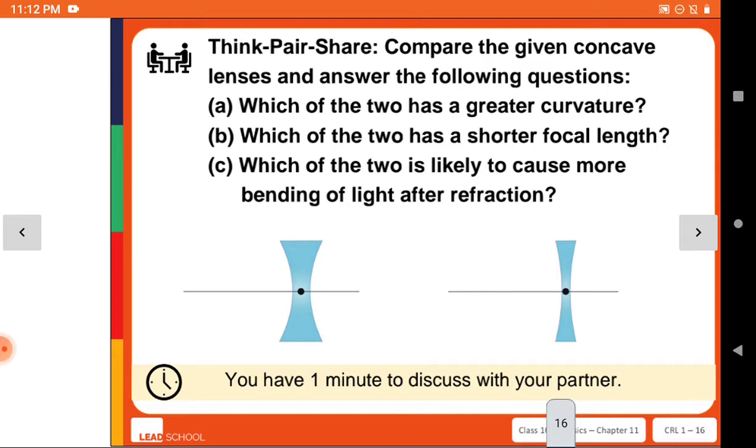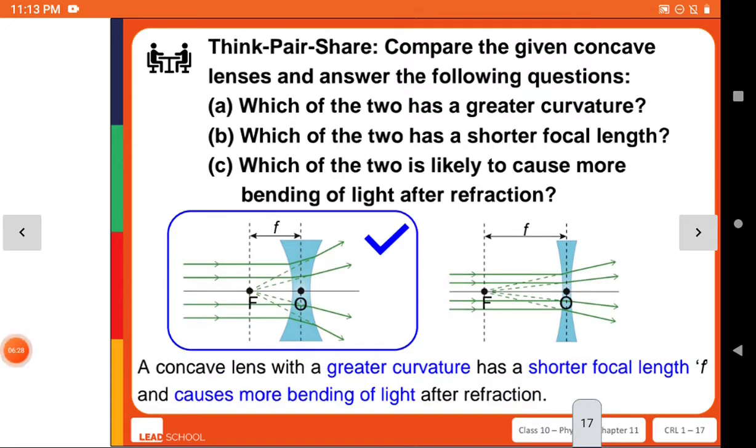So in the case of concave lens, the concave lens which has greater curvature has the shortest focal length, because of more bending of light after refraction.